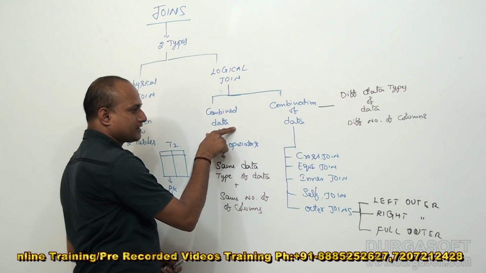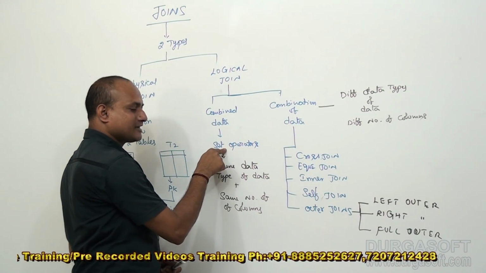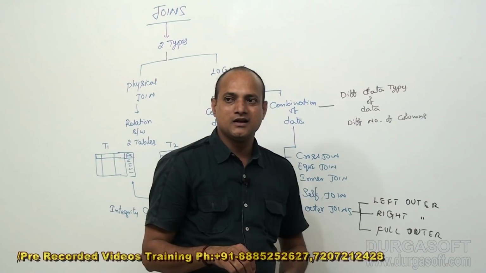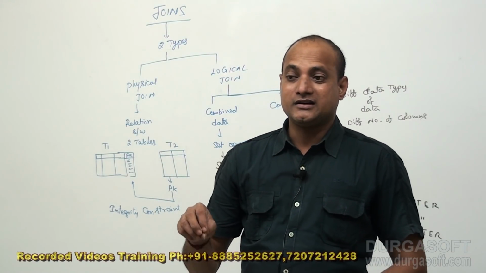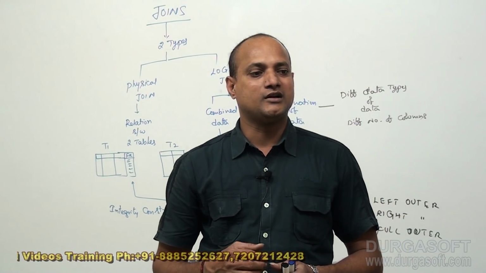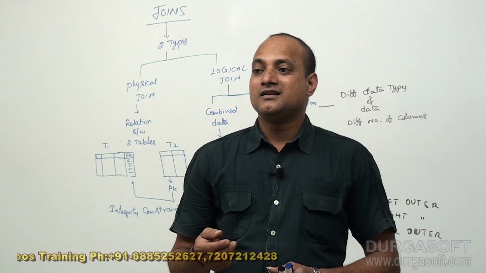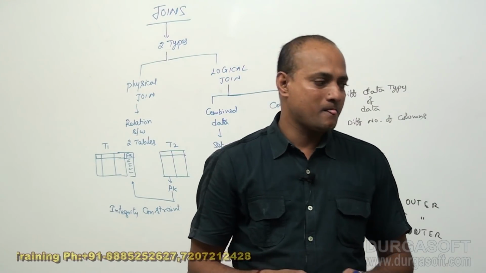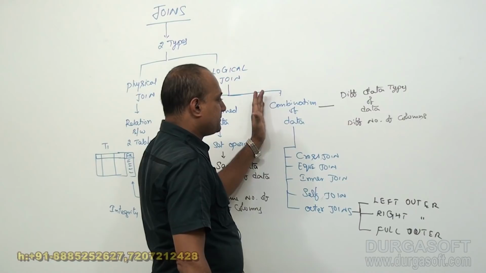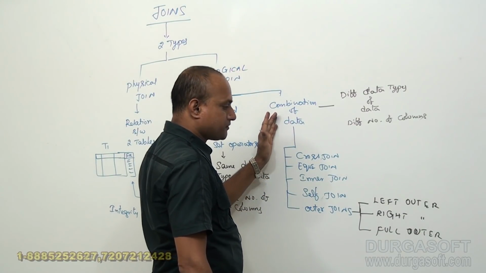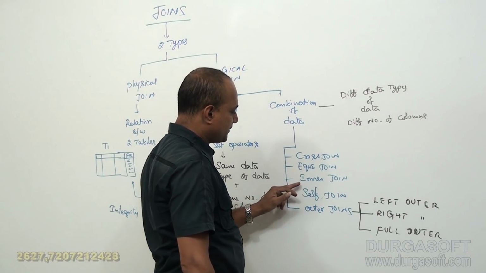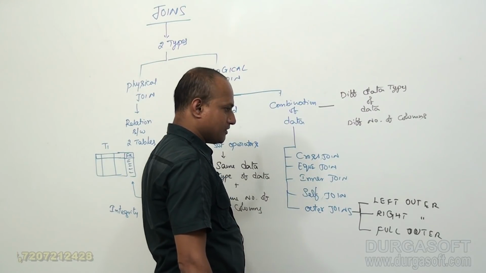Again, two types. One is getting the same data type of data and the same number of columns from multiple tables. This is one kind of logical join, done by using set operators, which display combined data from multiple tables. Another one is getting different data types of data from different tables, and also with different numbers of columns from each table. That is called a join. What are the join types? Cross join, equijoin, inner join, self join and outer joins.